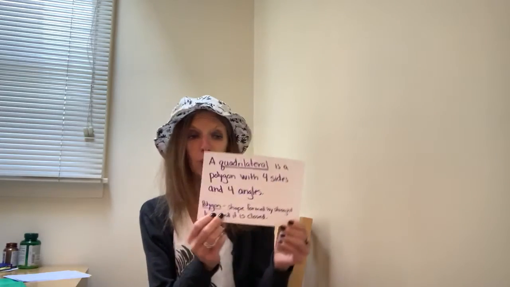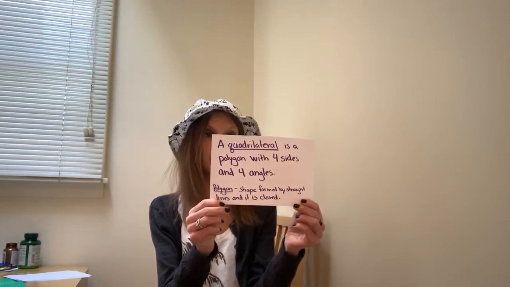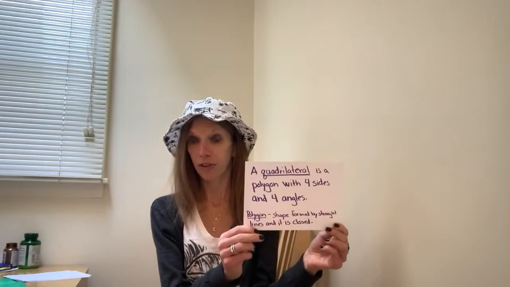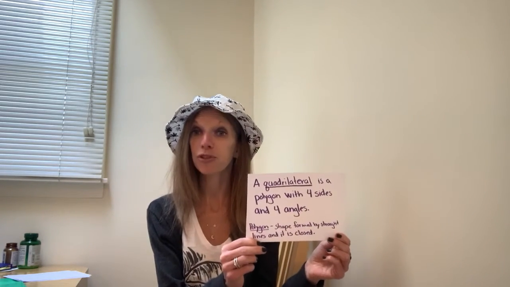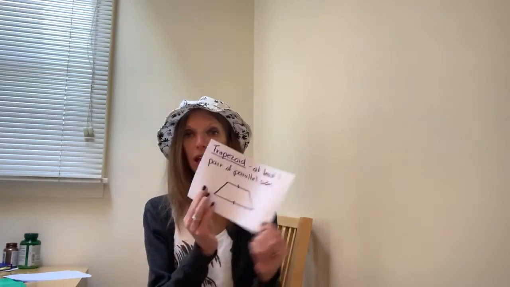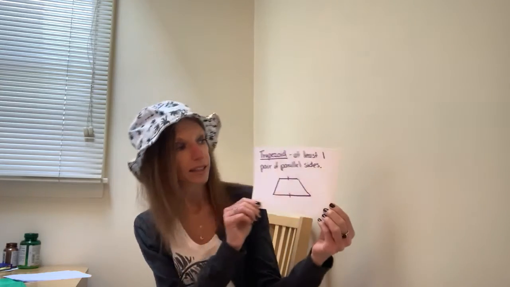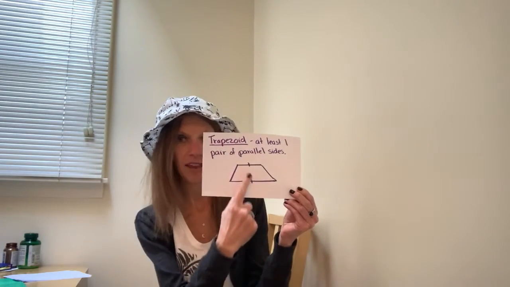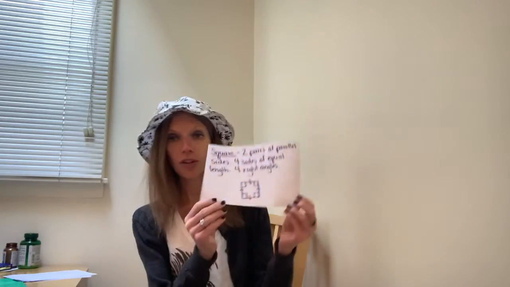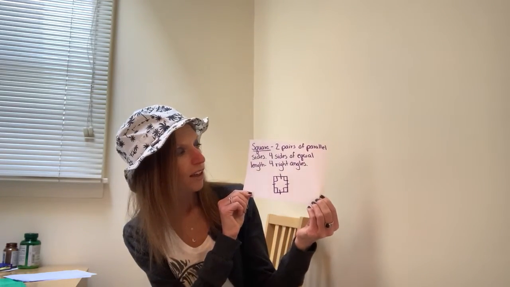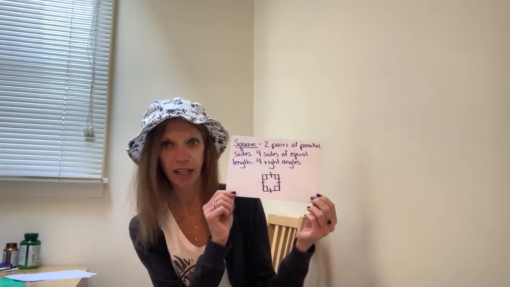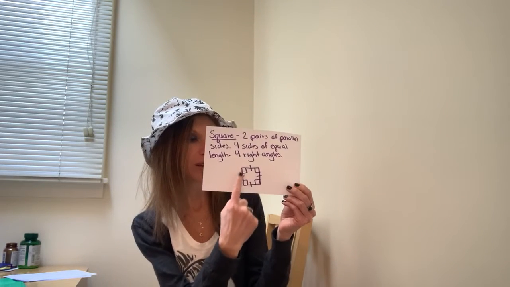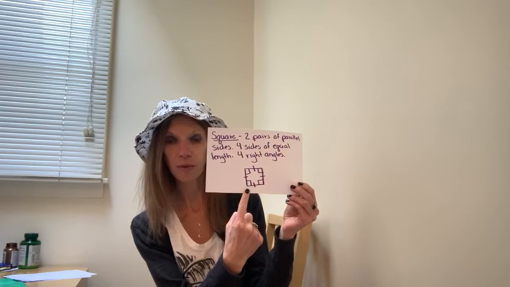So just to remind you, a quadrilateral is a polygon with 4 sides and 4 angles. Remember, it has to be closed and it's made up of straight lines. Okay. So we have one of them, the trapezoid. A trapezoid has at least 1 pair of parallel sides, and there they are. No right angles. Then we have a square, which has 2 pairs of parallel sides, 4 sides of equal length, and 4 right angles. There are equal length sides, they're parallel, and we have the right angles.